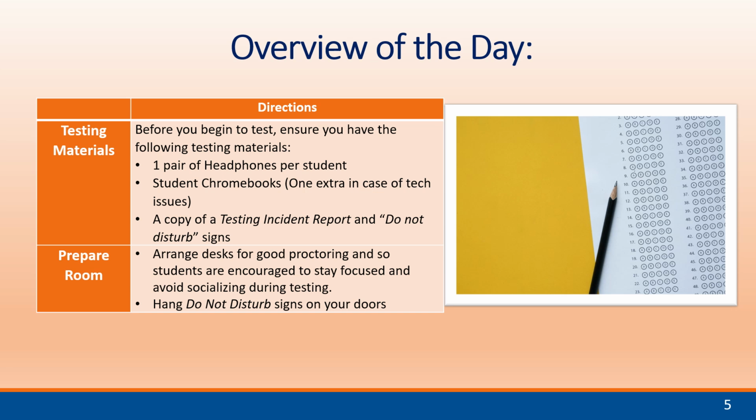Overview of the day. Follow these steps to ensure a smooth and successful experience for you and your students. Before you begin to test, ensure you have the following materials: one pair of headphones per student, one student Chromebook per student that is fully charged, and one extra Chromebook in case of tech issues. Be sure to have a copy of the testing incident report and a copy of a Do Not Disturb sign. To prepare the room, please arrange desks for good proctoring, and so students are encouraged to stay focused and avoid socializing during the screening process. Then hang your Do Not Disturb signs on your doors before testing begins.